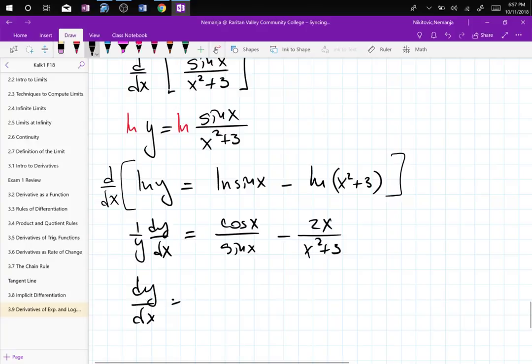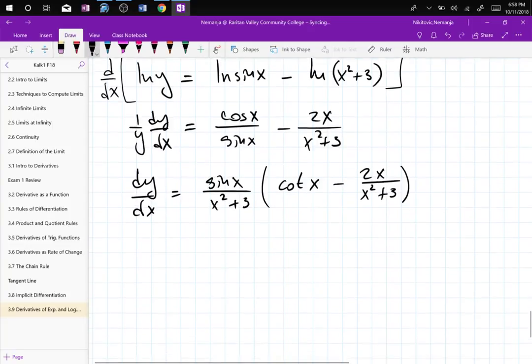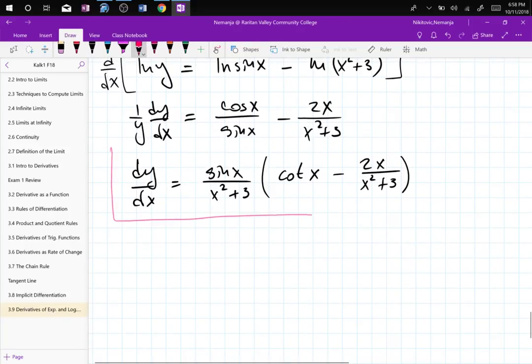Dy dx is equal to, save a step, we know that y is equal to sine x over x squared plus 3, times cosine x over sine x, that's the cotangent again, minus 2x over x squared plus 3. That's the derivative. Now you would argue, that's not what I'm going to get from quotient rule. And I will say, is your answer factored when you do your quotient rule? This one is.